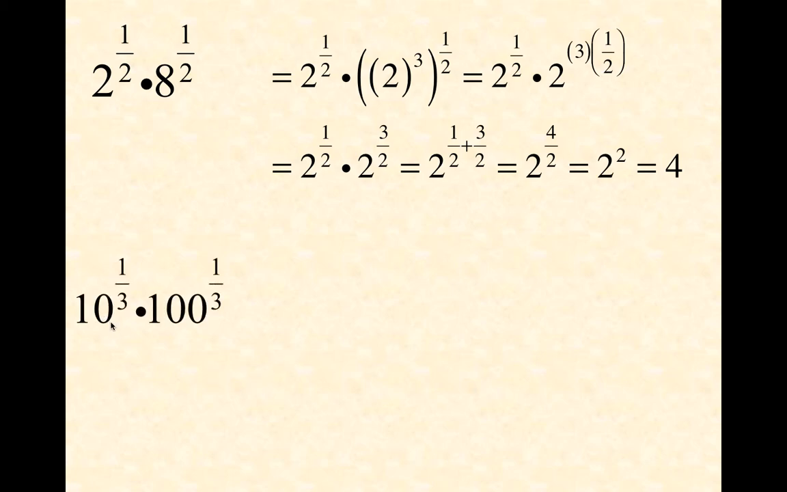Here's an example with 10 and 100 as the bases. Well, the bases are not the same, so we can't add the powers yet. However, we can rewrite that 100 as a base of 10. 10 to the what power is 100, folks? 10 squared. So we rewrite this 100 as 10 to the 2nd power raised to the 1/3.